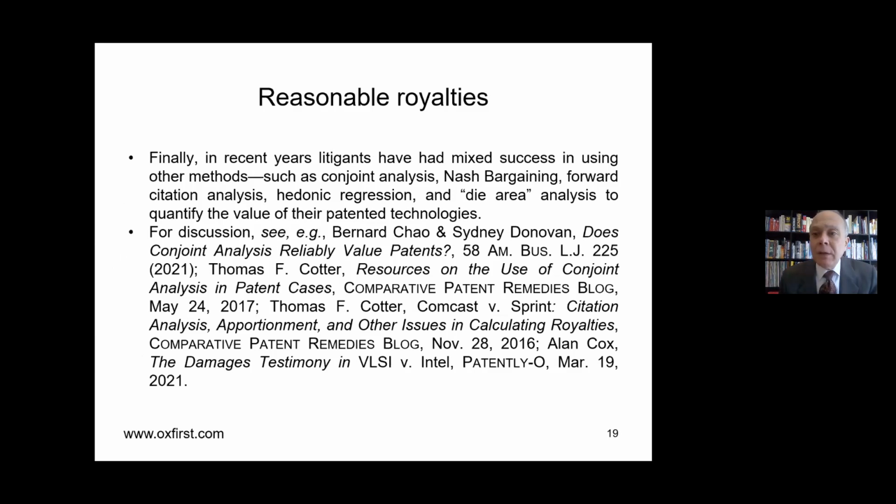And without going into detail about how all of them might apply, I will just note that sometimes litigants have employed techniques from marketing, like conjoint analysis or the Nash bargaining framework, citation analysis, hedonic regression, which we saw in the VLSI versus Intel decision last year, which I believe is now pending on appeal before the Supreme Court. So there are some resources there for anybody who would like to see a little bit more extended discussion of what these techniques are, how they are employed in litigation, and the circumstances in which courts may or may not choose to accept them.